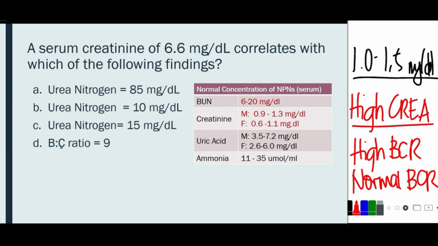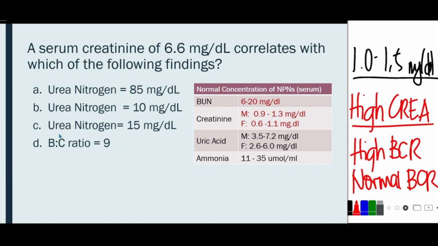So for letter D, the BCR is 9. Remember, the normal BCR is 10 to 20 is to 1. So 9 means that this is a low BCR. So let's go back to this again. High creatinine could either be accompanied by high BCR or normal BCR. So letter D is not the correct answer since this is a low BCR value.